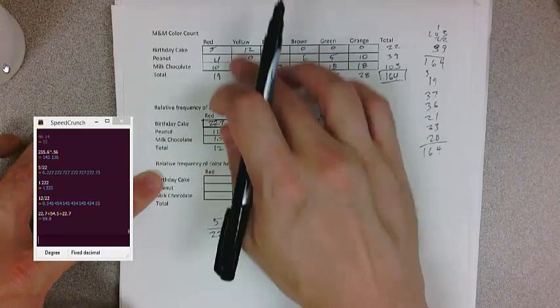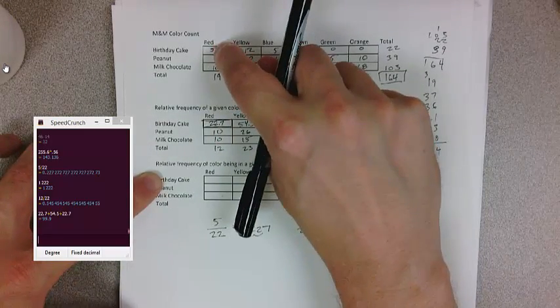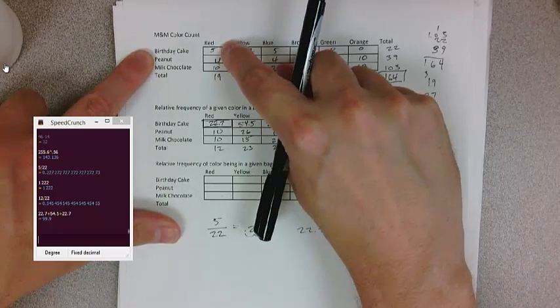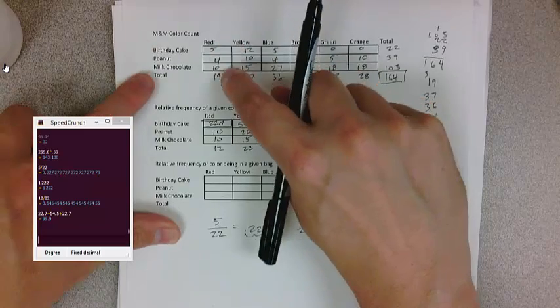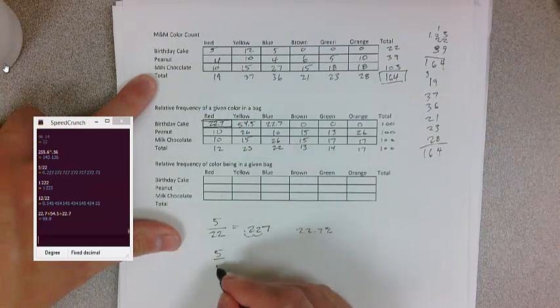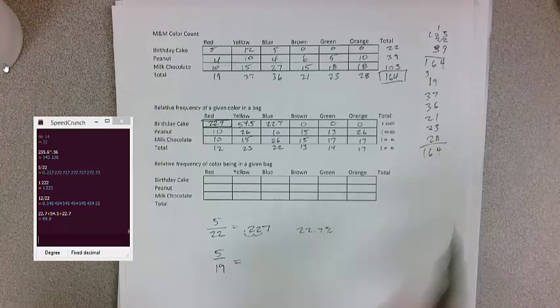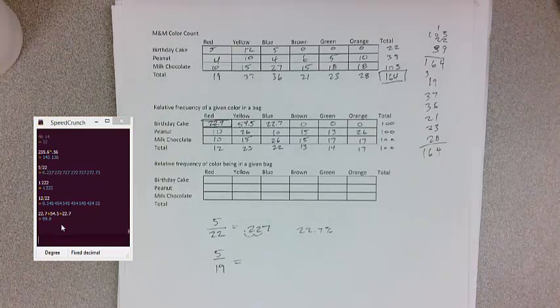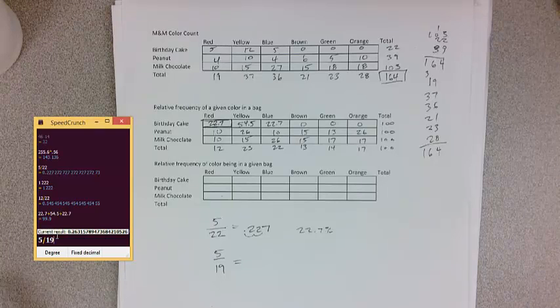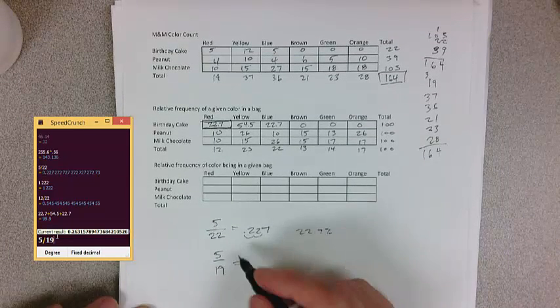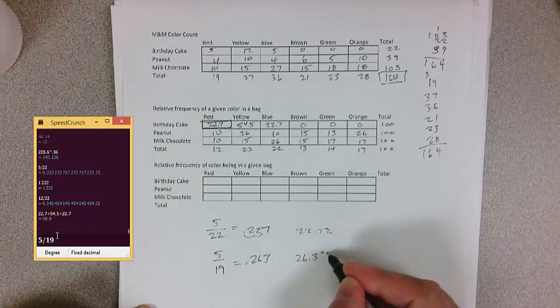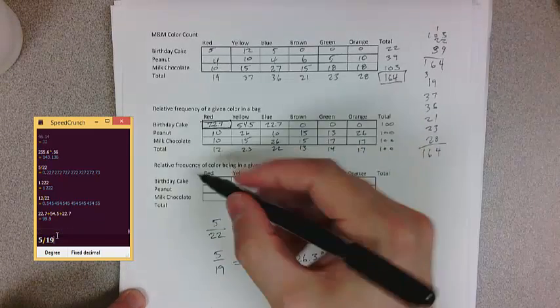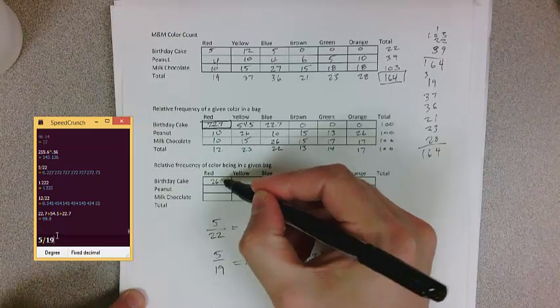The way I do that, I need to go back to my original table. There were 5 red in the birthday cake bag, and a total number of red of 19. So I take 5 out of the 19. The proportional relationship looks like that. I can pull up my calculator and say 5 out of the 19. That percentage is 0.263, which translates to 26.3%. So that would go right there.